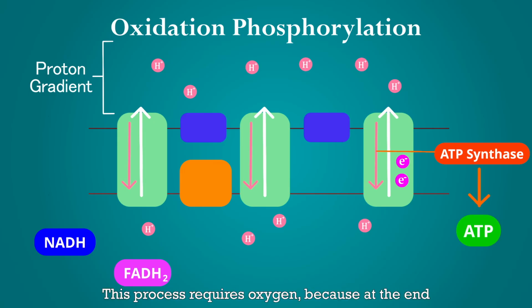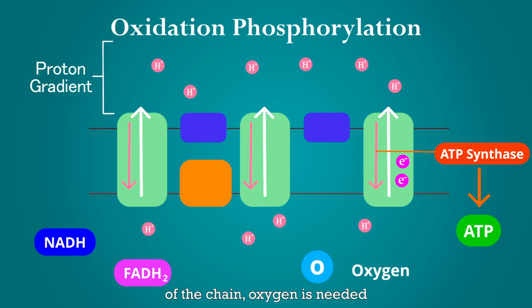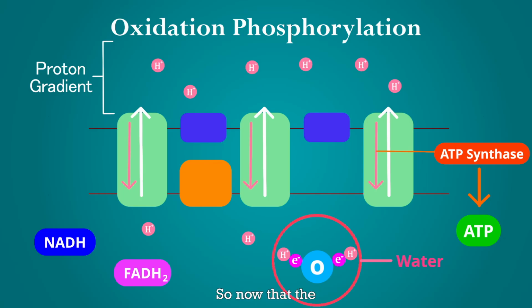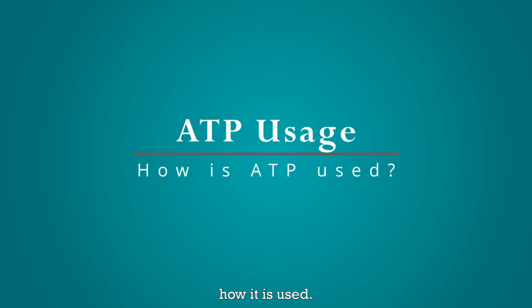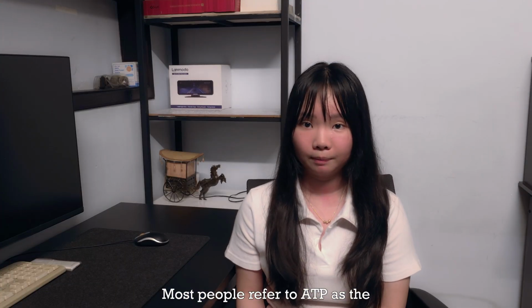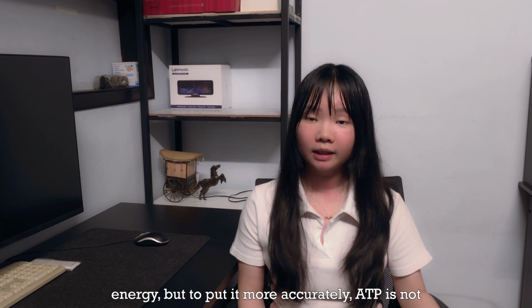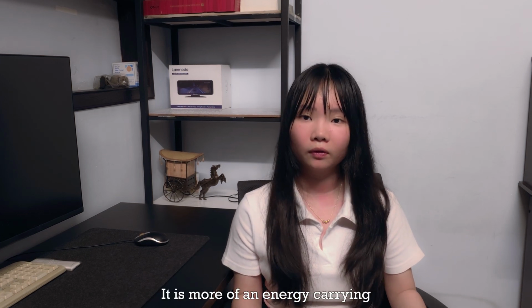This process requires oxygen because at the end of the chain, oxygen is needed to grab the electrons and combine it with proton ions in order to form water. So now that the production of ATP is completed, let's proceed to how it is used. Most people refer to ATP as the energy, but to put it more accurately, ATP is not the energy itself. It is more of an energy-carrying molecule.